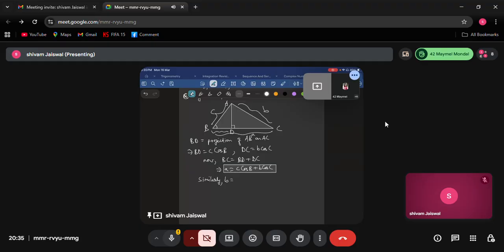No, you're making a mistake. This is B. Think about it. Just like A is equal to C into cos of angle B plus B into cos of angle C, what is B? Think. Yes, tell me. C cos A plus A cos B.